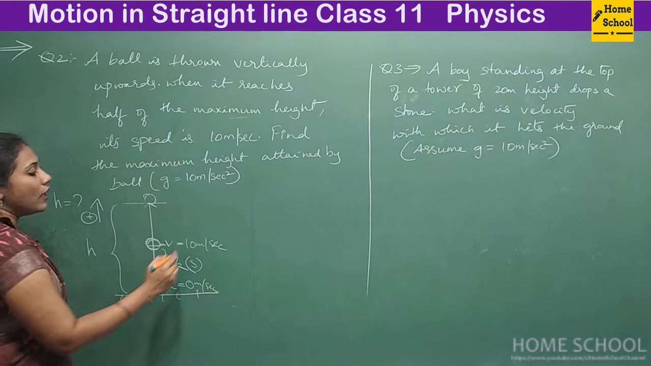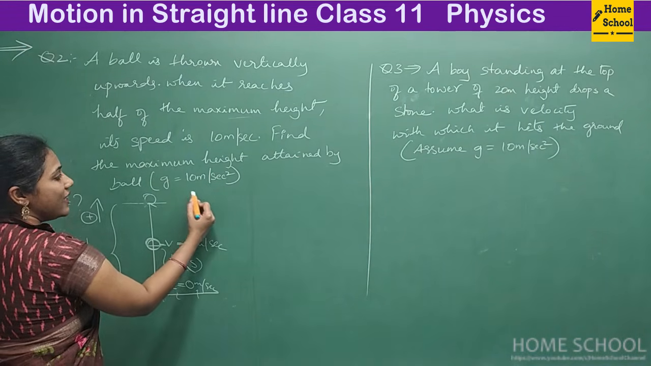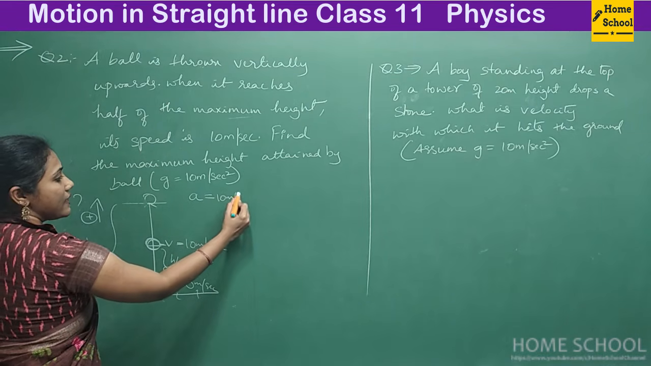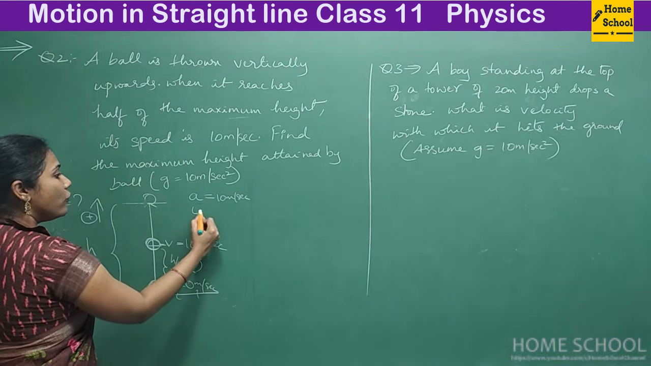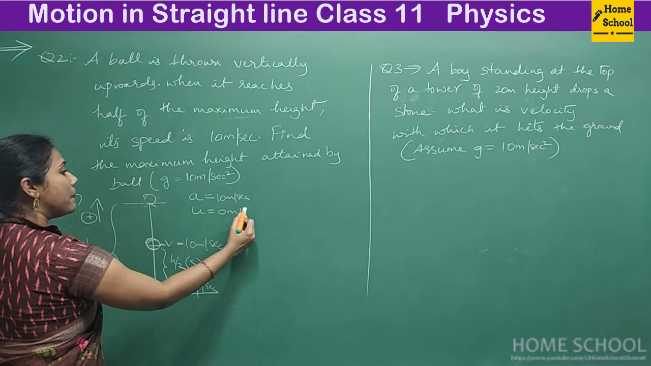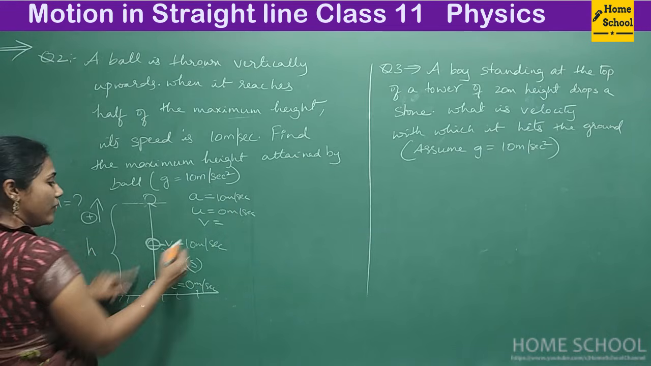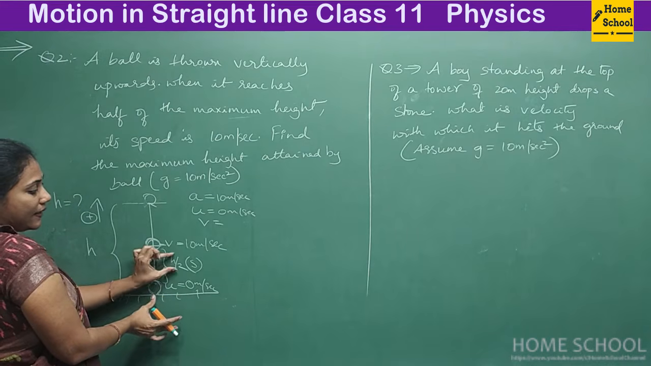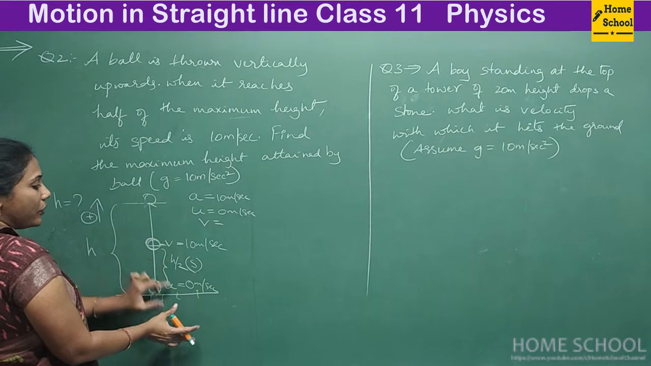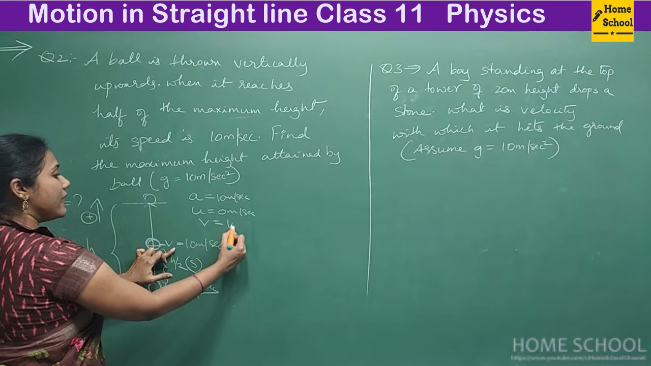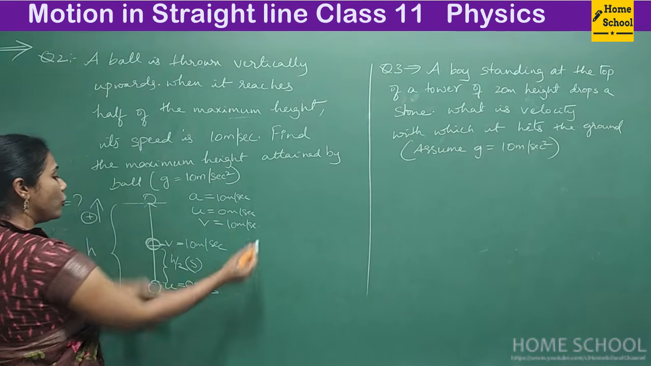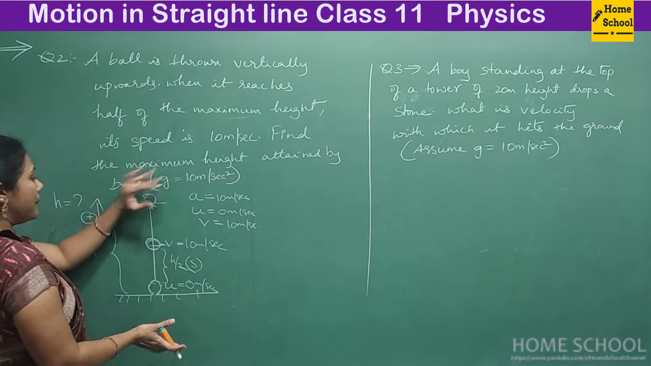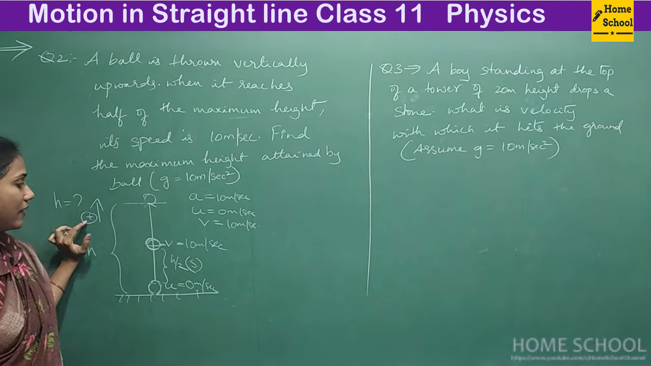So here acceleration is nothing but the g value, that is 10 meter per second square. And u value is 0 meter per second. I am calculating this displacement first, that is h by 2. For that, the v value is 10 meter per second. It's going up, so u, v, a are all in the same direction, so I have considered the positive sign.